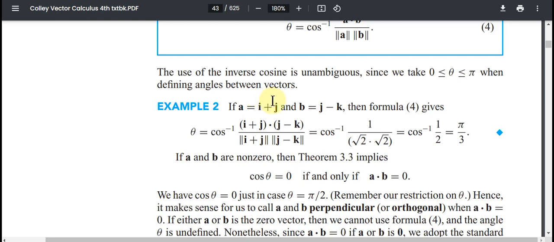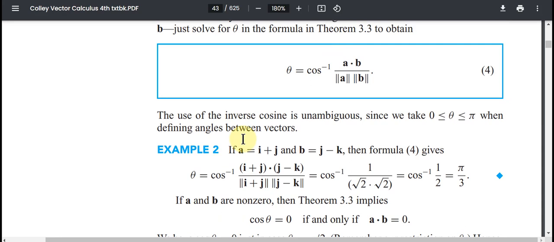But these are not in R2. You can see there's an i, j, and a k here, so we must be talking about 3 dimensions. So it's not so straightforward to get the angle between such vectors. But here we can use our formula, and it's not going to be very hard. So what do we have to do? We just have to take the dot product of these two, which we know how to do.